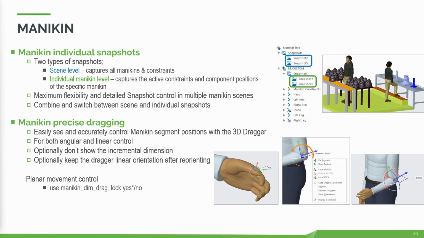Mannequin dragging. Again, in Creo 9, a bunch of enhancements were made to the mannequin dragging mechanism, introducing the 3D dragger and how that controlled things. In Creo 10, that's been further enhanced. Now we have the ability to use precise dragging, so we can actually enter dimensions to get a specific angle, position, length, whatever it might be, for our mannequin movement.